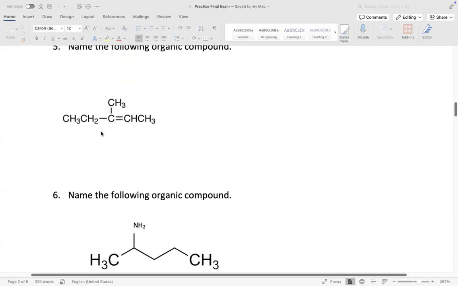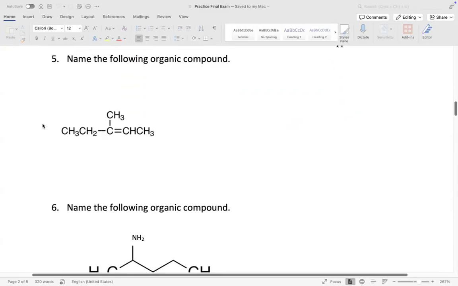So number 5, name the following organic compound. First step in naming organic compounds, we want to identify the functional group. Here I see a double bond, so it's an alkene. And I know that alkenes have the ending -ene. I'm just gonna have that in the back of my mind or jot it down on my paper if I need to.